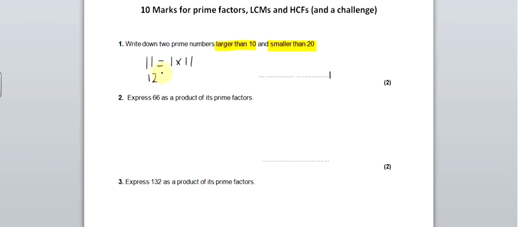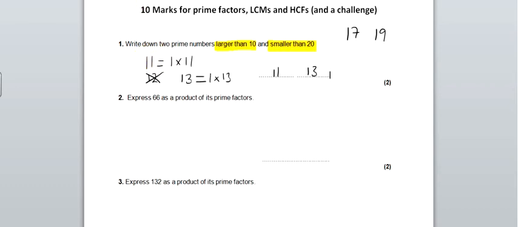12, no, that's not prime, because you can do 1 times 12 and 2 times 6. 13, yep, 1 times 13. And you can see basically if you don't know your times tables, then you can't do this very well at all. After 13, you'd have 14, 15, 16, 17's prime, 18, then 19's prime, and that's it to there. So that's your first bit.